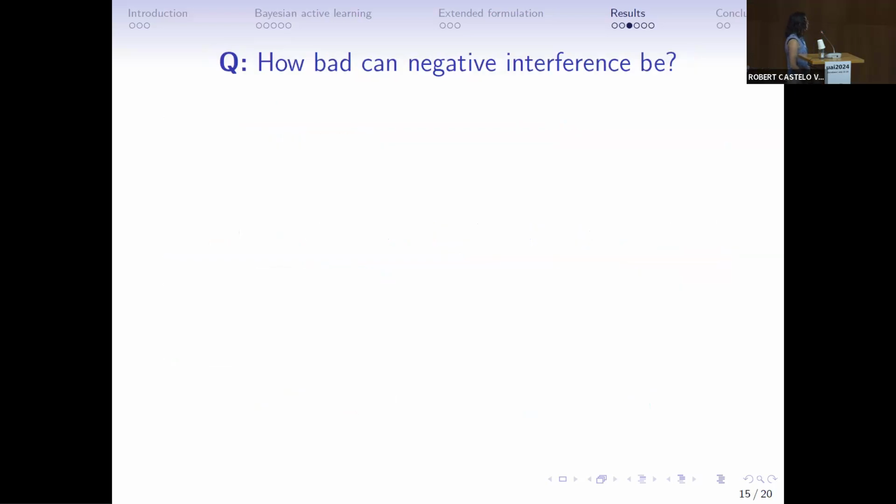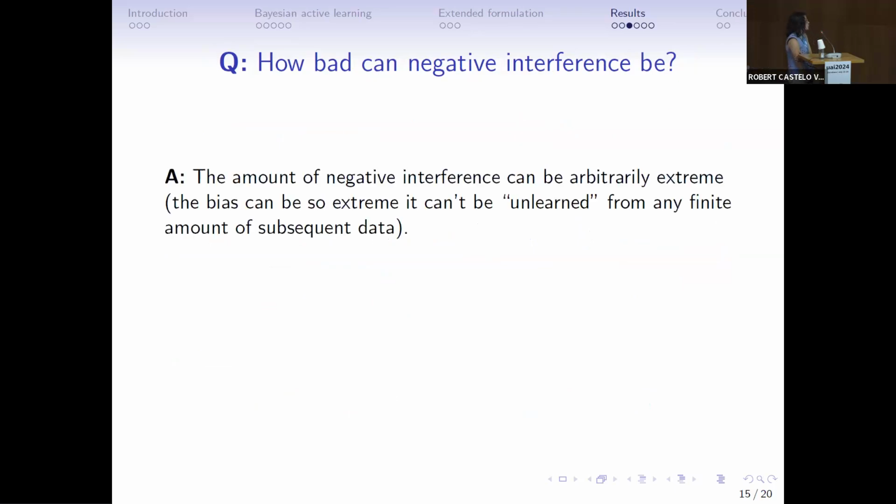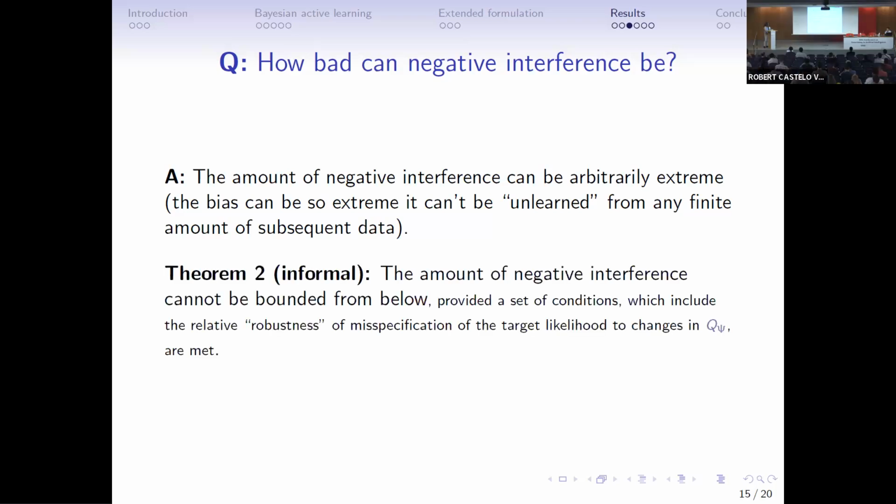Okay, so we know this is a problem, but how bad can it be? The short answer is it can be arbitrarily bad. You could collect some observation that induces a bias on theta star so extreme that no matter what finite amount of subsequent data you collect, you can't unlearn the bias you've induced. The longer answer is a theorem in the paper.